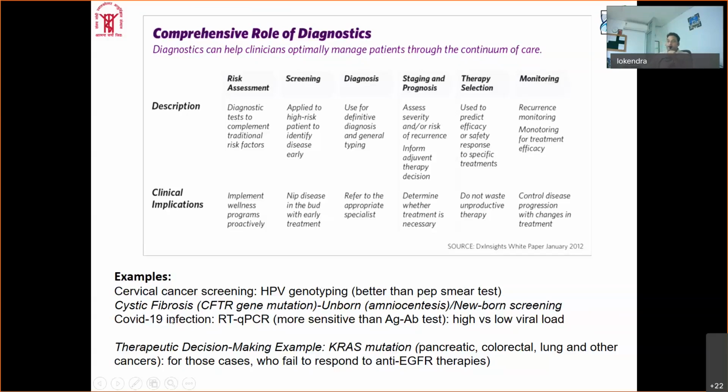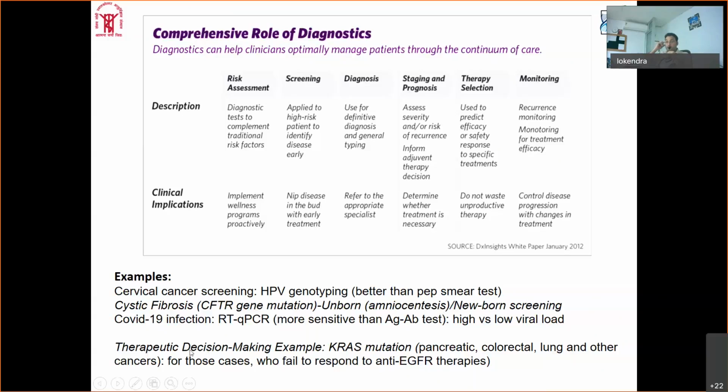Similarly, in terms of identifying gene mutations or genetic disorders, cystic fibrosis is one example in which a particular gene, CFTR, is mutated, and that can be checked before birth as well as after birth. Amniocentesis is one method in which certain fluids are taken from the pregnant woman, and then it can be checked whether the genetic profile of the newborn is okay or it has certain mutations or not. So these kinds of things can be used.